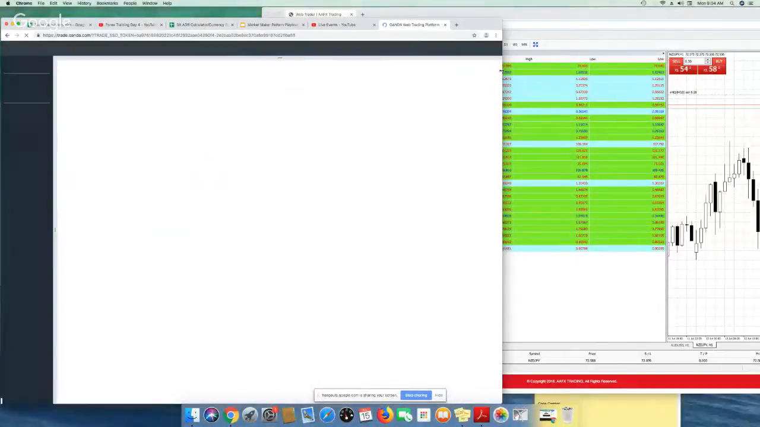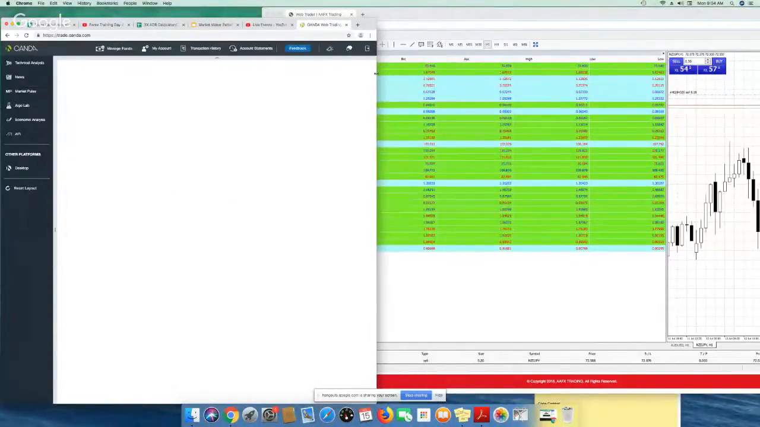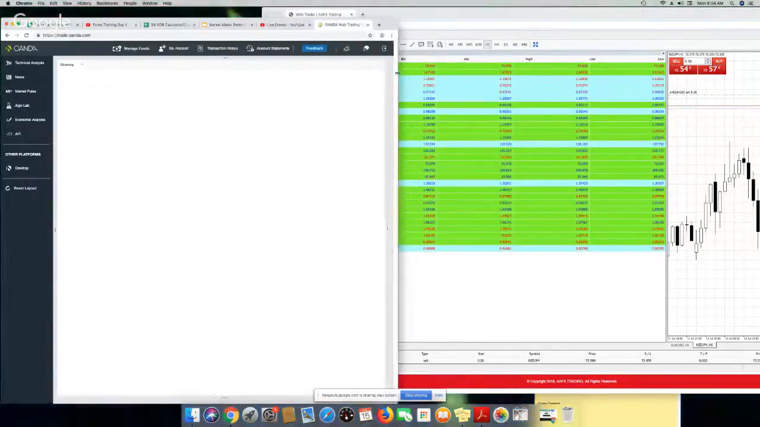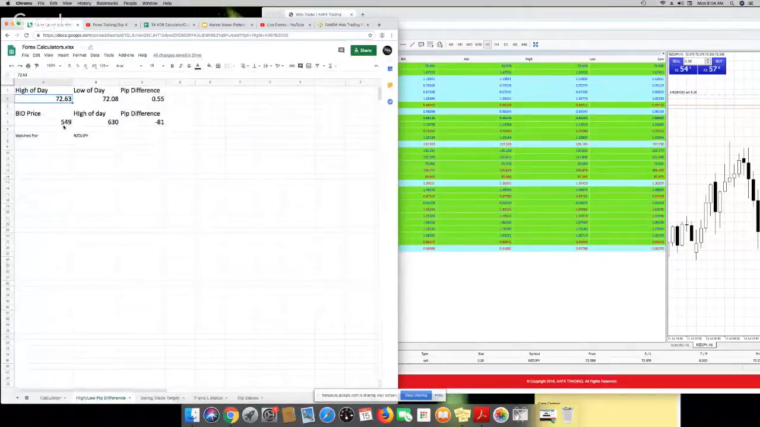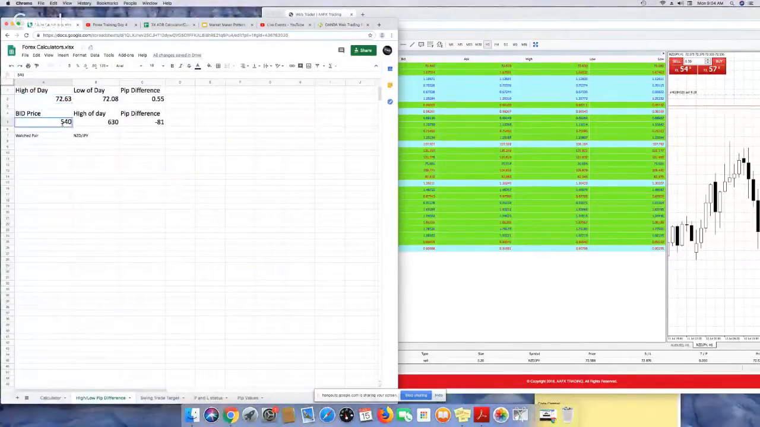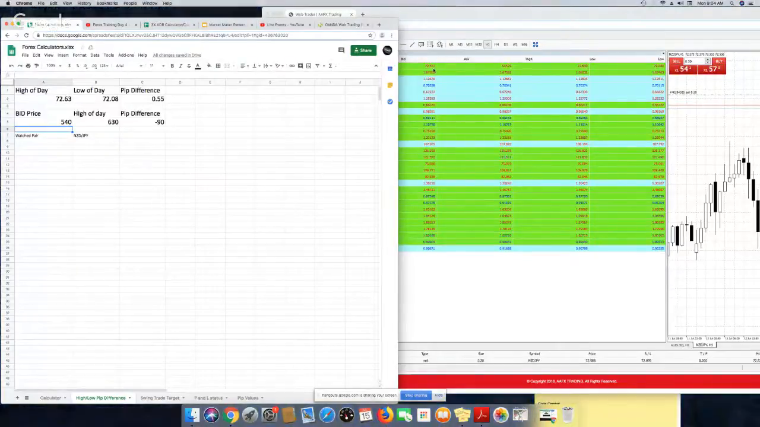Quick check of the bid. 540. Look at that. So it's still dropping. That's good stuff. So we're off 9 pips from the high now. See here, the bid is still dropping. So that's good.